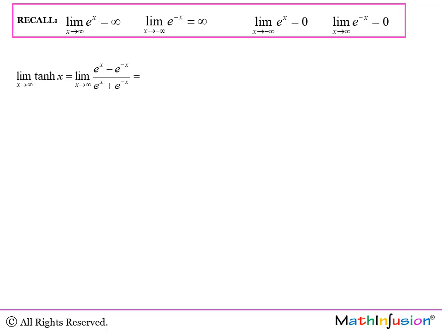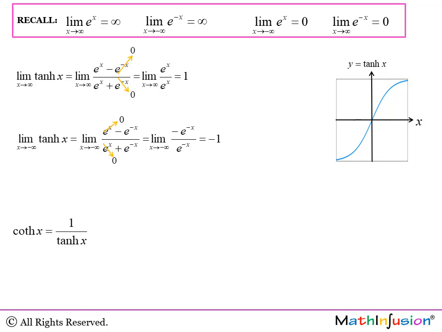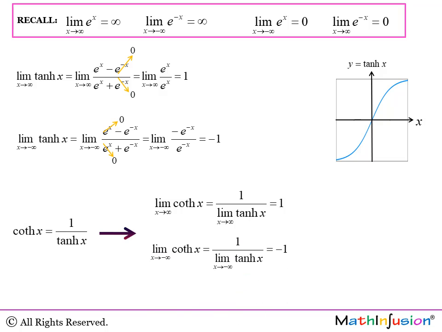For the tangent hyperbolic x, we will do just using all those little limits, and we will get here 1, and at negative infinity, those two approach 0, we will get negative 1. For the cotangent hyperbolic x, we will use just the fact that this is the reciprocal of that, so the reciprocal of 1 is 1, and the reciprocal of negative 1 is negative 1. As you can observe, again, in both graphs.